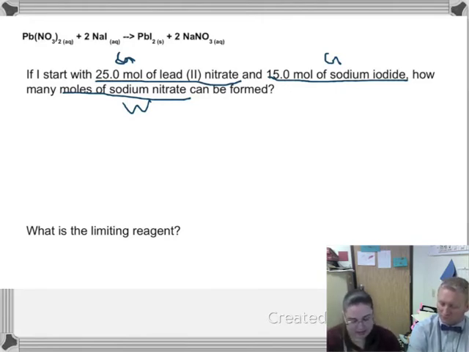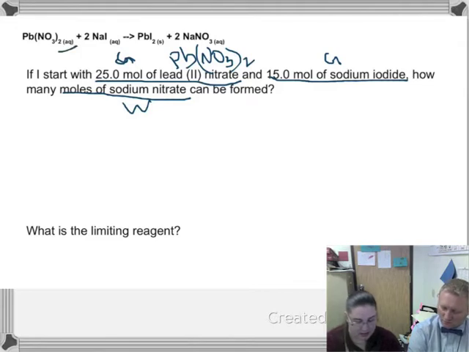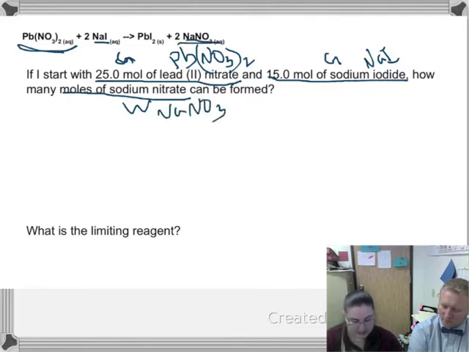Personally, I like to identify these as I go. So lead nitrate is going to be the PbNO3 one, with the 2. I don't even have to think about it because it's already up here. And then the sodium iodide is the NaI. And the one I want is sodium nitrate, which is this one over here. So basically, I'm going to do the math twice.